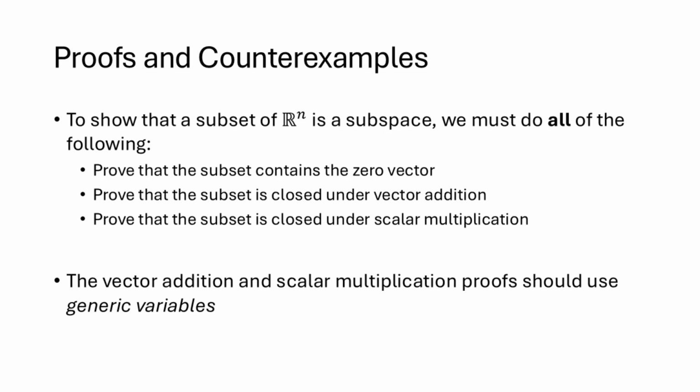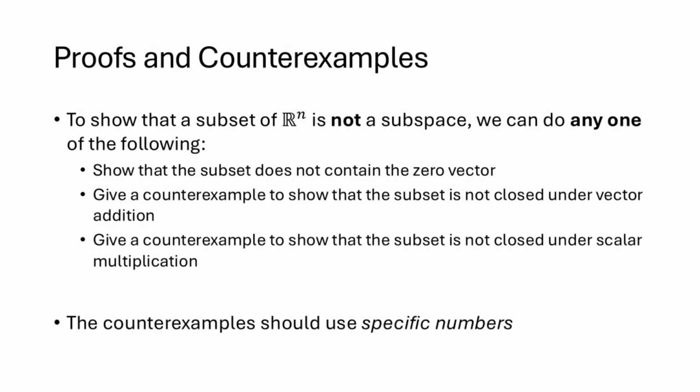We have to show that the subset contains the 0 vector, we have to prove that the subset is closed under vector addition, and we have to prove that the subset is closed under scalar multiplication. And the vector addition and scalar multiplication parts of our proof should use generic variables. They should not use specific numbers.